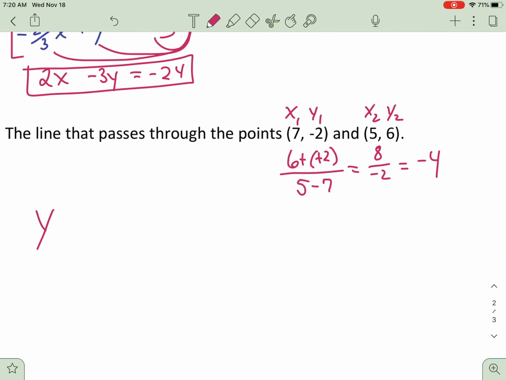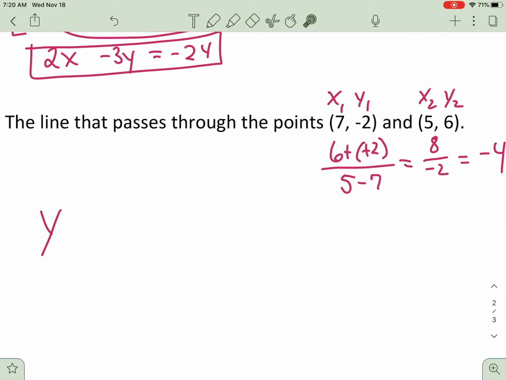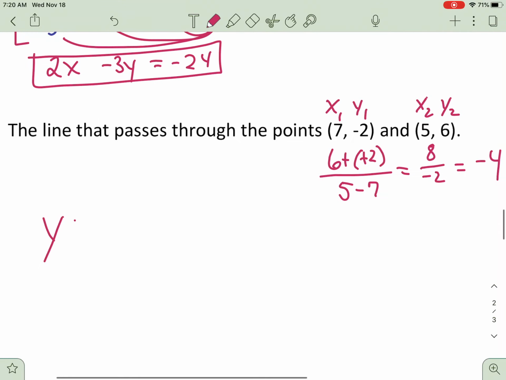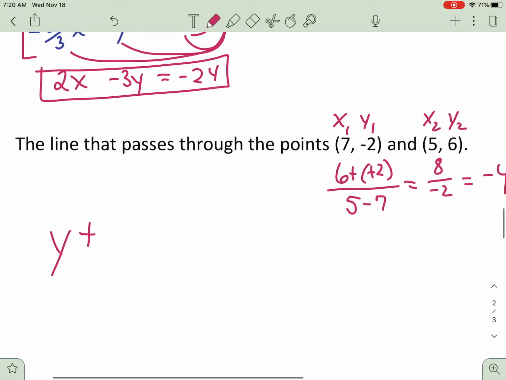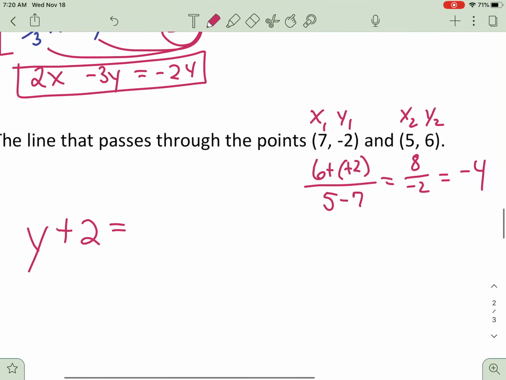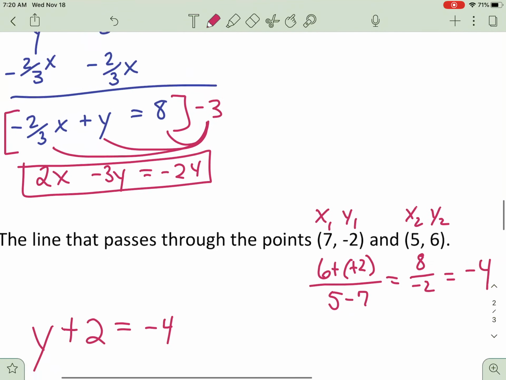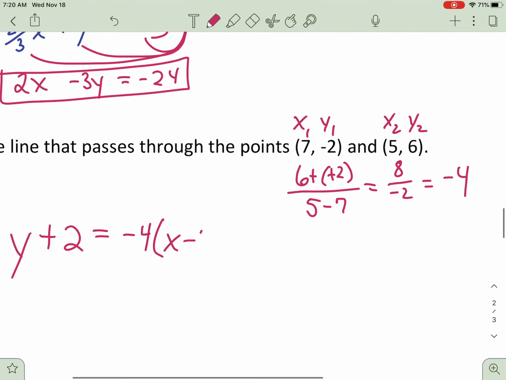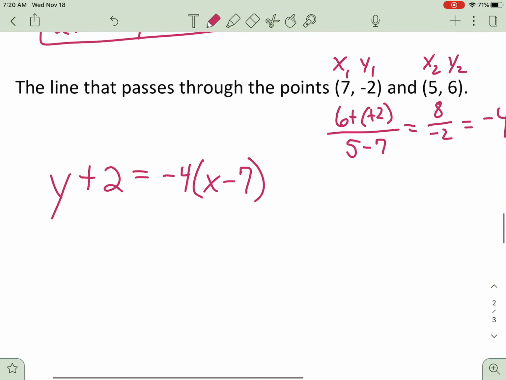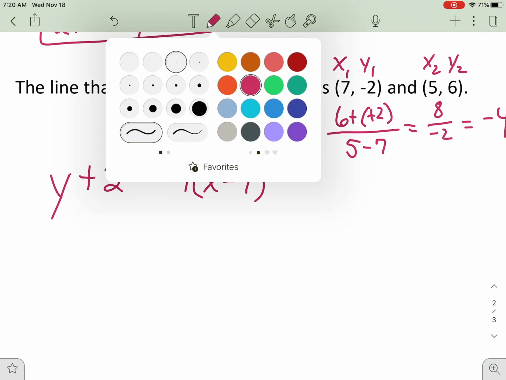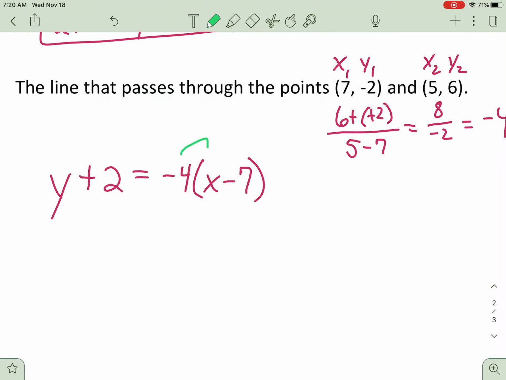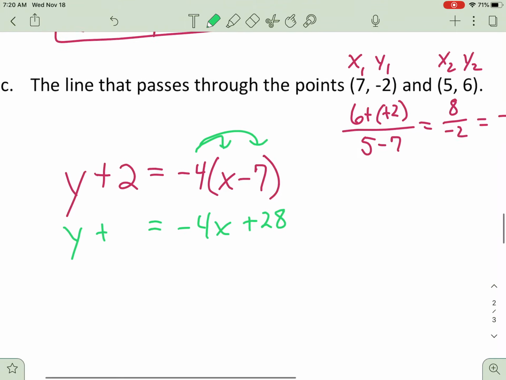So we use point-slope here. Doesn't matter which point you use. So if I use this first one, it's going to be y plus 2 because it's a negative 2 equals negative 4, which is the slope, and then x minus 7. Okay, so that's point-slope, but we want to remember we want to convert this into standard. So let's go ahead and distribute. So it gives me negative 4x, negative 8 and negative 7 gives me a positive 28.